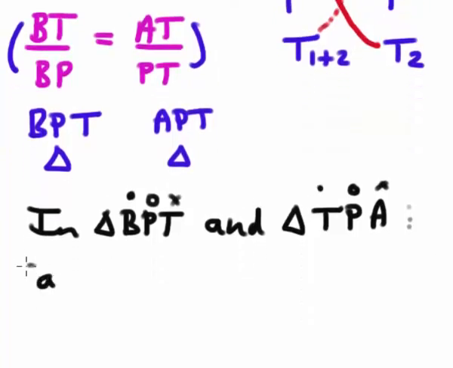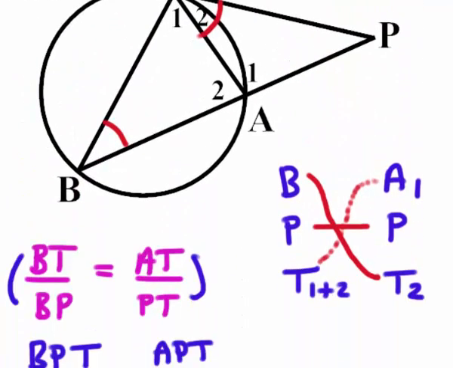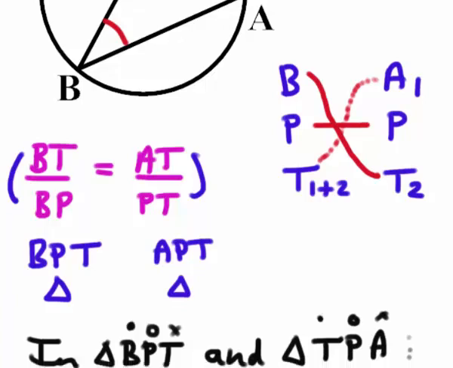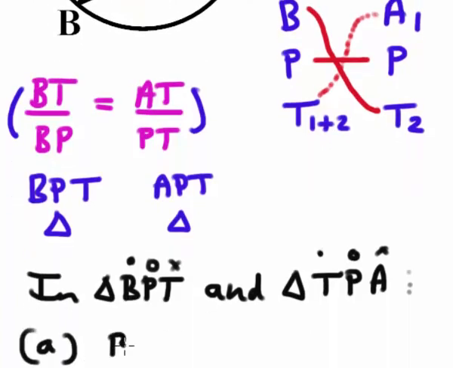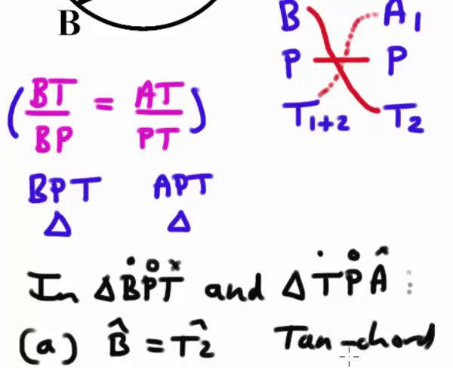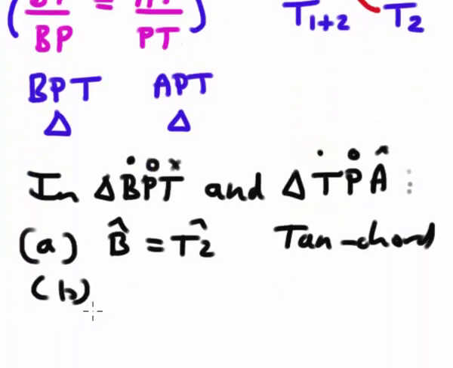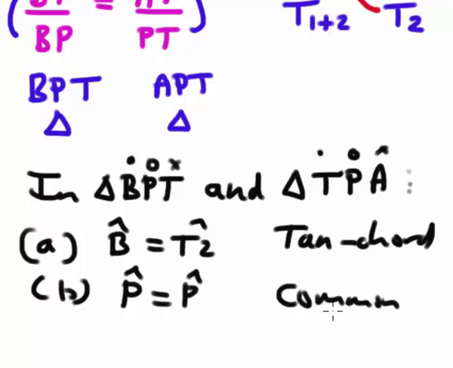Now let's prove this. So we can say, number A, what do we know in the two triangles? With BPT, we've got B is equal to T2 from the tan chord, which is quite nice. So let's write it. B is equal to T2 from the tan chord theorem. Then we've got angle P being common. It's a common shared angle. So P is equal to P, common to both of the triangles.